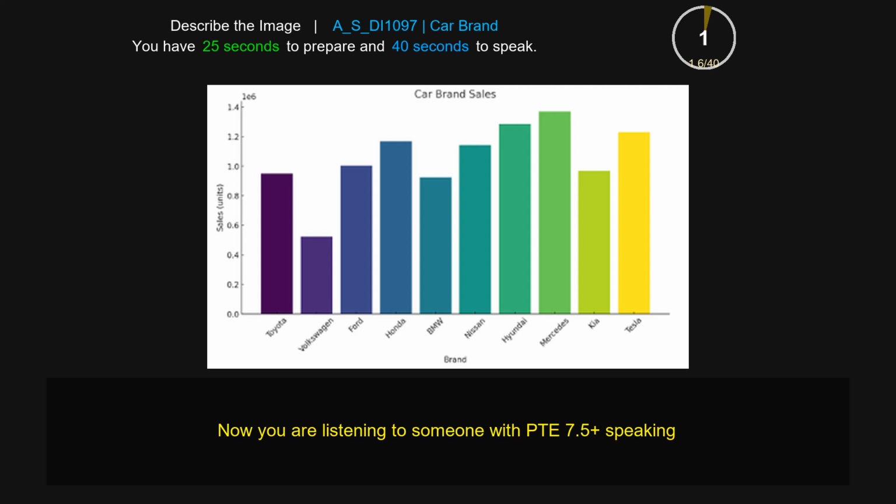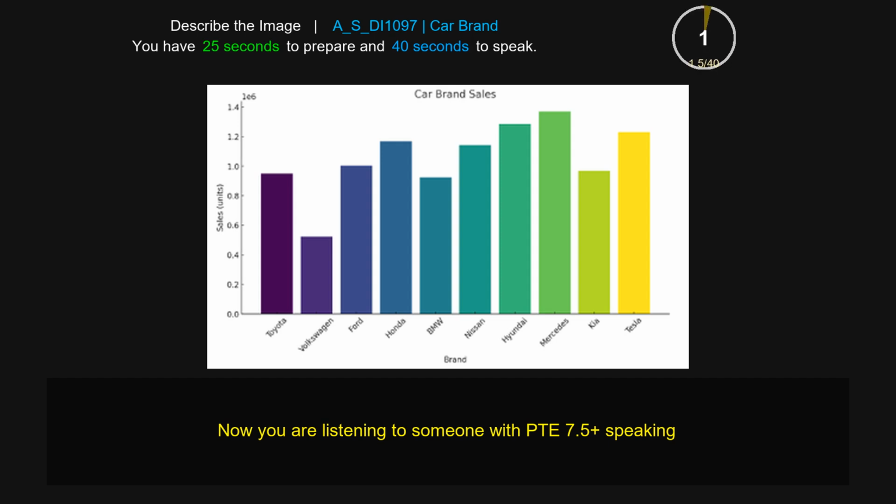The given picture is talking about car brand sales. According to the picture, we can see the largest number is Mercedes at 1.4 units. There is also a second largest number, Tesla at 1.2 units. On the other hand, we tend to believe that the smallest number is Volkswagen at 0.5 percentage. Moreover, we can notice that Toyota is lower than Ford. In conclusion, this picture is talking about car brand sales.